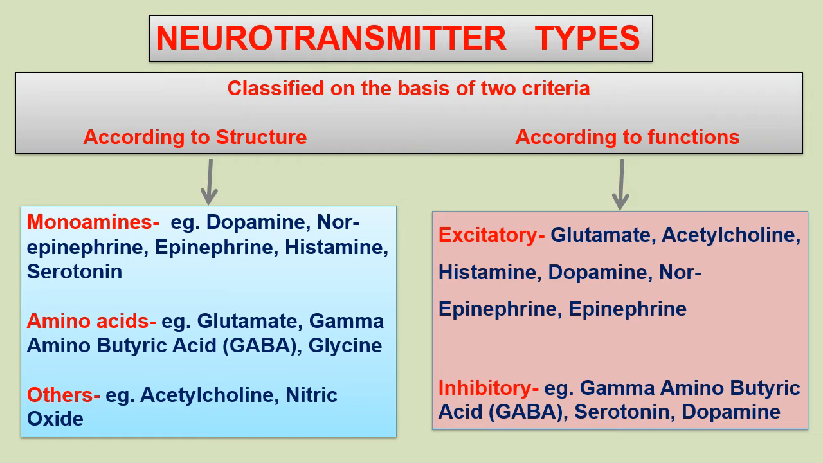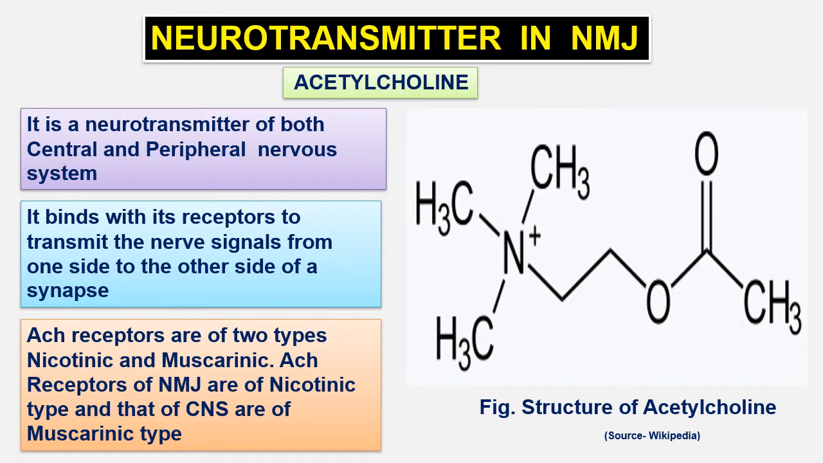are inhibitory neurotransmitters. As we are discussing the neuromuscular junction, let us concentrate on the neurotransmitter that is involved in neuromuscular transmission of nerve impulses. The neurotransmitter which is involved in the neuromuscular transmission is acetylcholine. It is a neurotransmitter of both the central and peripheral nervous system. The structure of acetylcholine is shown in the figure. It binds with its receptors to transmit the nerve signals from one side to the other side of a synapse.